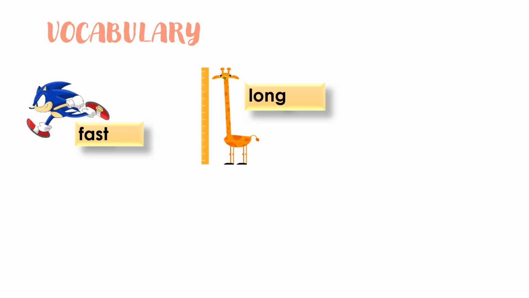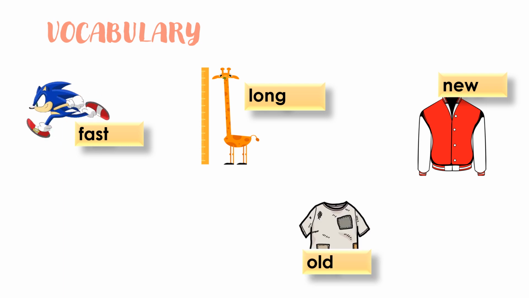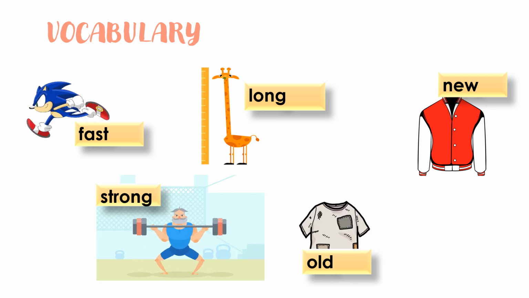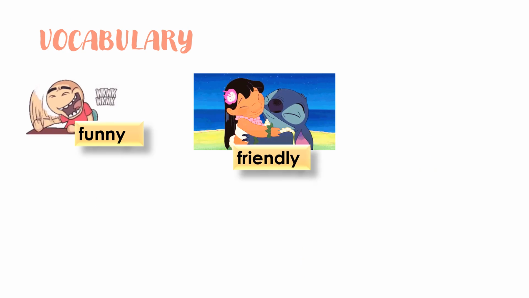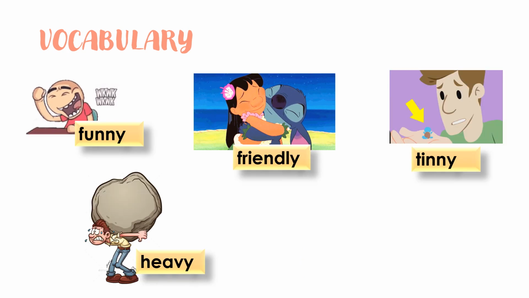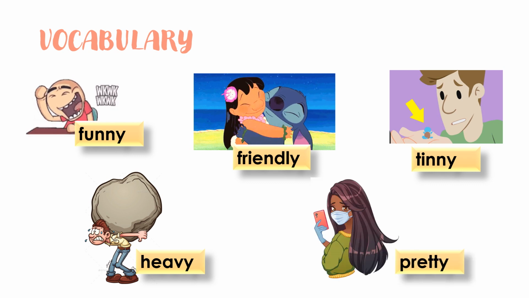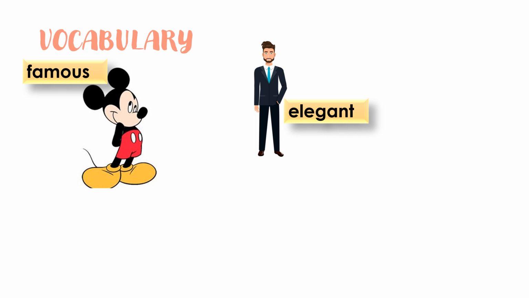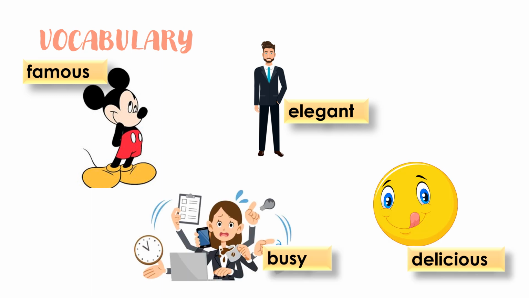Let's look at the vocabulary. Here we have some adjectives that describe nouns. For example, fast, long, new, old, and strong. Funny, friendly, tiny, heavy, and pretty. Famous, elegant, busy, and delicious.